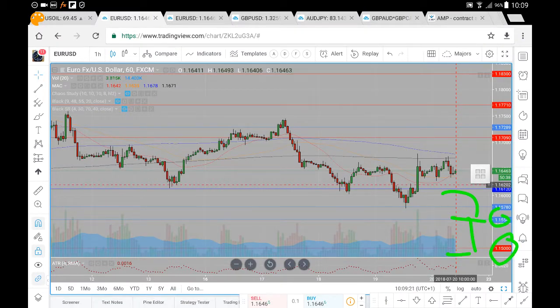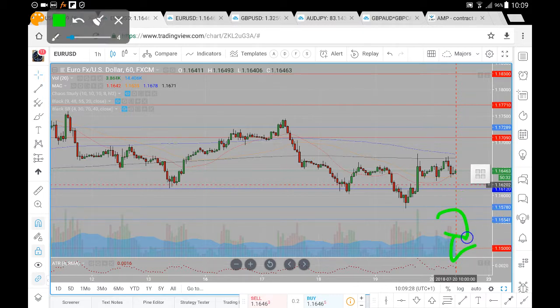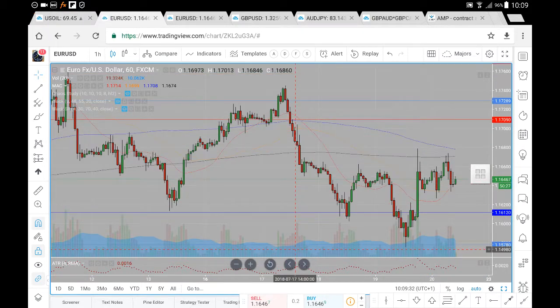Don't anticipate 115 coming into focus here on euro dollar, but if we do have a pretty strong day in terms of volatility, it may just head all the way down there, but I think it is unlikely.